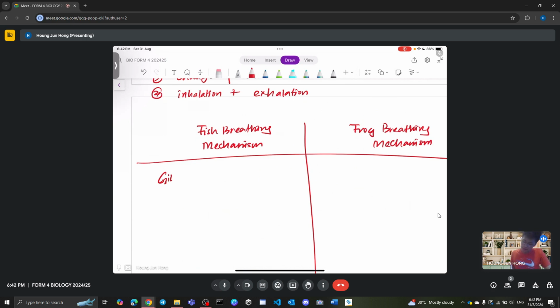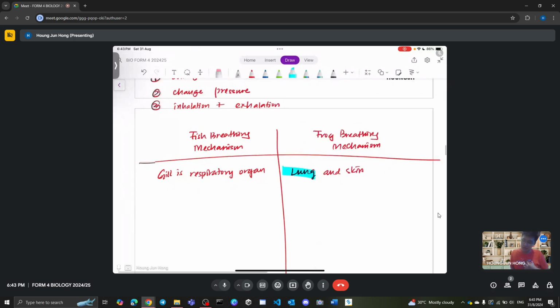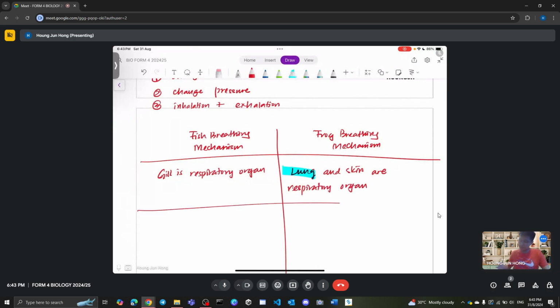In frog, we have lung and skin. But main focus is usually lung, because you learned about the mechanism, right? The mechanism was focusing on lung. Okay, so lung is the respiratory organ. Okay, cool. Yep. So now let's just continue to move on.